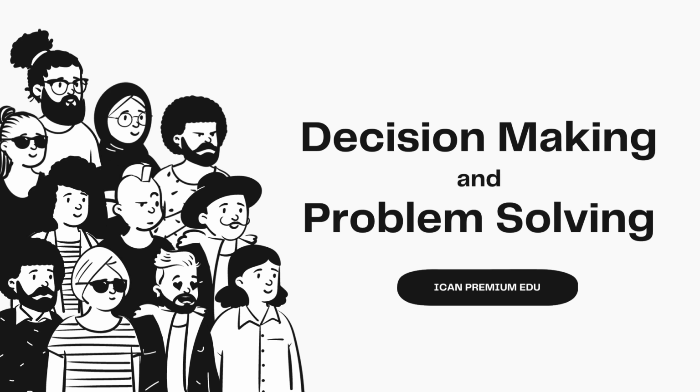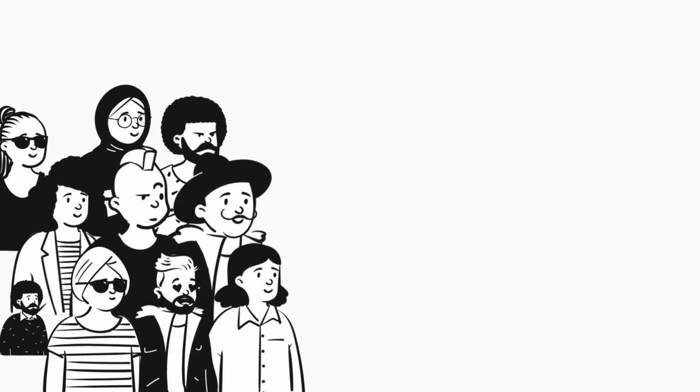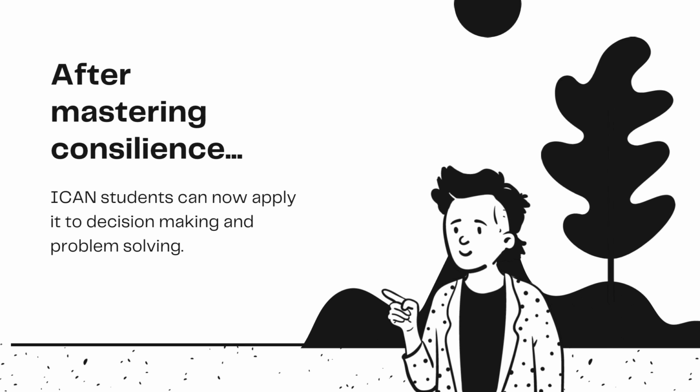For this episode, we are going to talk about decision making and problem solving. This is in relation to the previous video, which is what we call consilience. So if you haven't seen that video, it's much better if you watch it first before proceeding to this video. So after mastering consilience, ICAN students can now apply it to the decision making and problem solving skills.